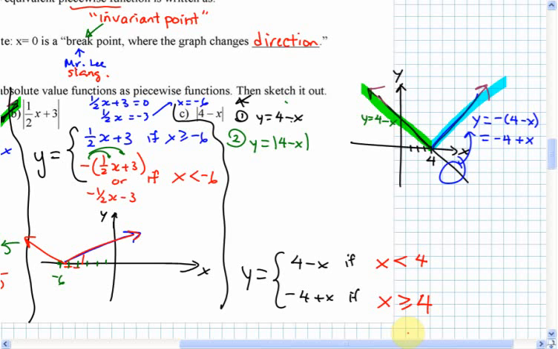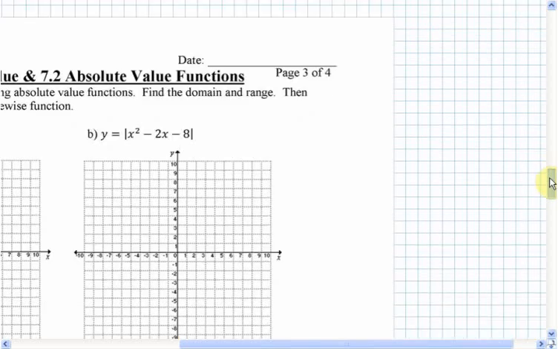All right, ladies and gentlemen, let's move on to example number 5, okay? I'm going to give you a chance to try this on your own. I said graph out the following absolute value functions in number 5. And then afterwards, I want you to find the domain and range. And then I want you to rewrite them as piecewise functions. The same kind of stuff we did, except these functions are more nasty.